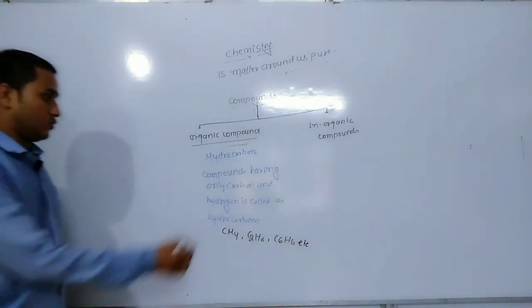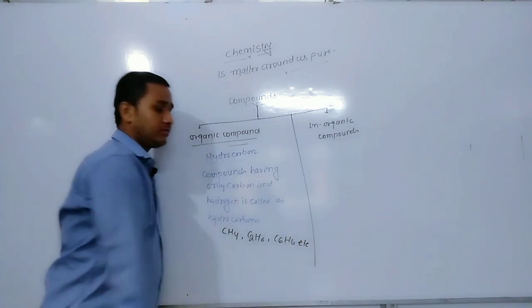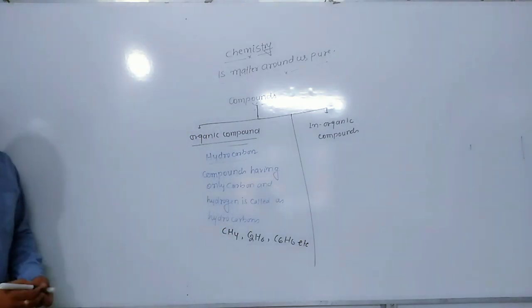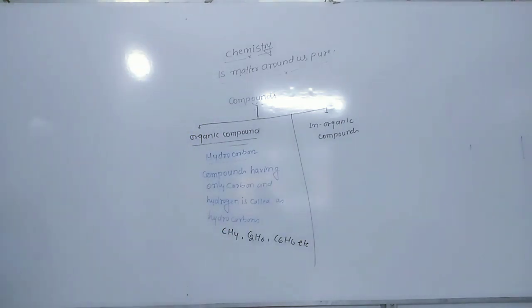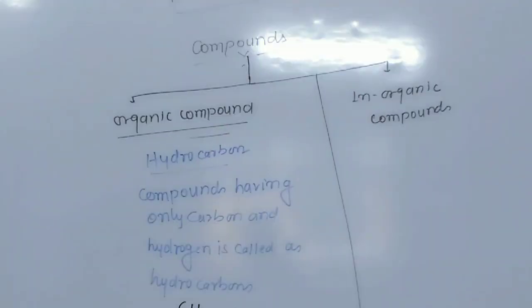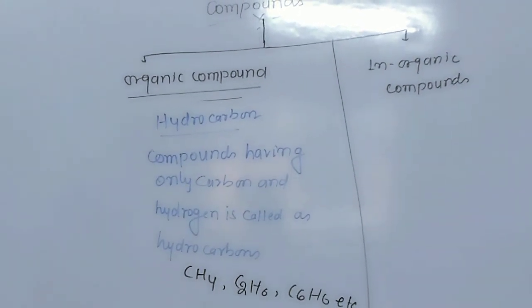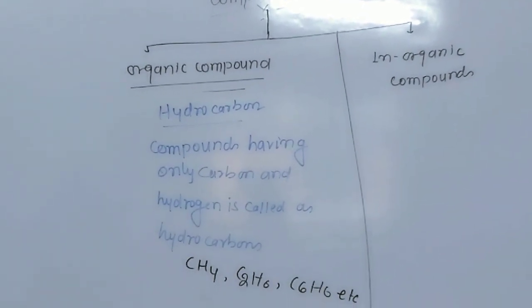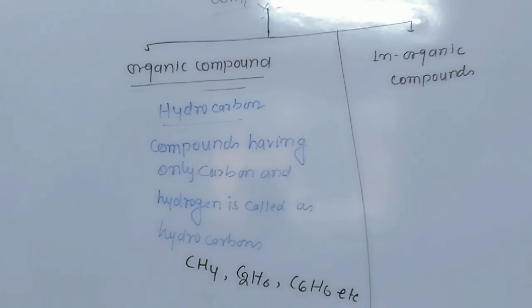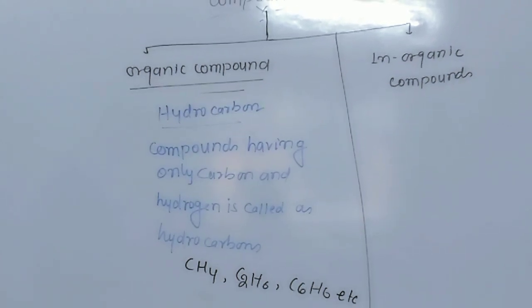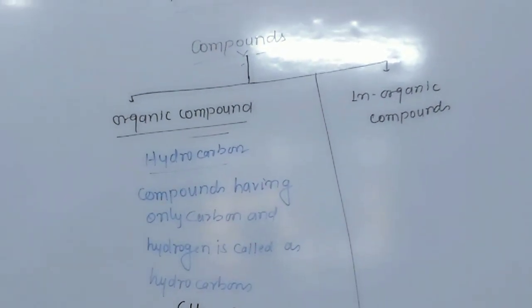Okay. So note down first. Then I will explain another term. Write down first. A compound having only carbon and hydrogen is hydrocarbons. Is it okay? These are the examples: CH4, C2H6, C6H6, that is benzene. These are the examples of hydrocarbons. Okay, written? Good.